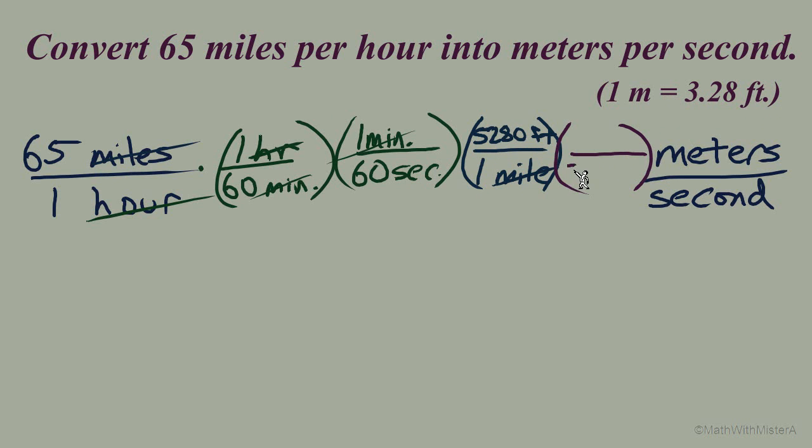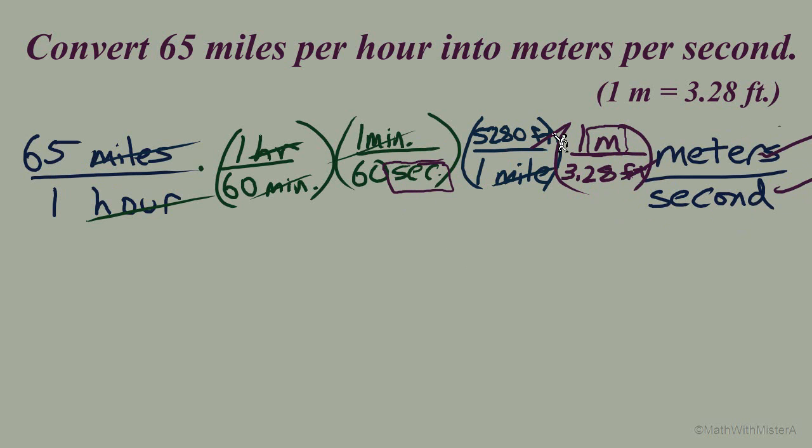We'll need to put our units of feet in the denominator so that they can divide with those units of feet in the numerator. So let's take a look at the units that are left after all have been divided out. We're left with meters in the numerator and seconds in the denominator. So we have reached our target units. So let's do the calculating.